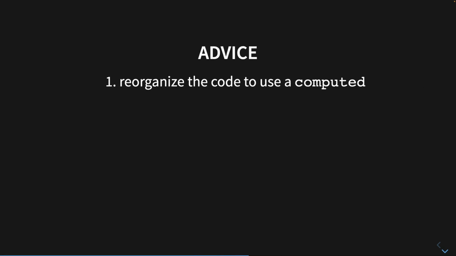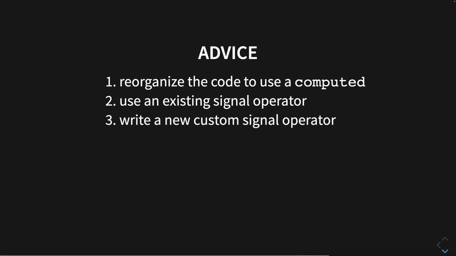So here's my advice. When you feel like you want to start writing imperative code with signals, when you want to use an effect, instead, try to go through these steps. First, try to reorganize the code to use a computed instead. If that doesn't work, use an existing signal operator. So copy the code I just showed you if you're trying to just have a signal be delayed. If you can't find one, write a new custom signal operator. And if you don't have time, convert to observables and use an RxJS operator.